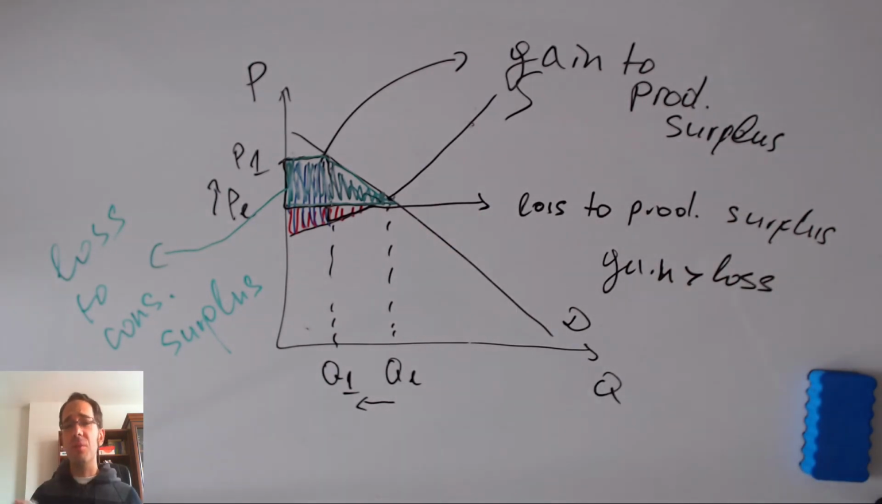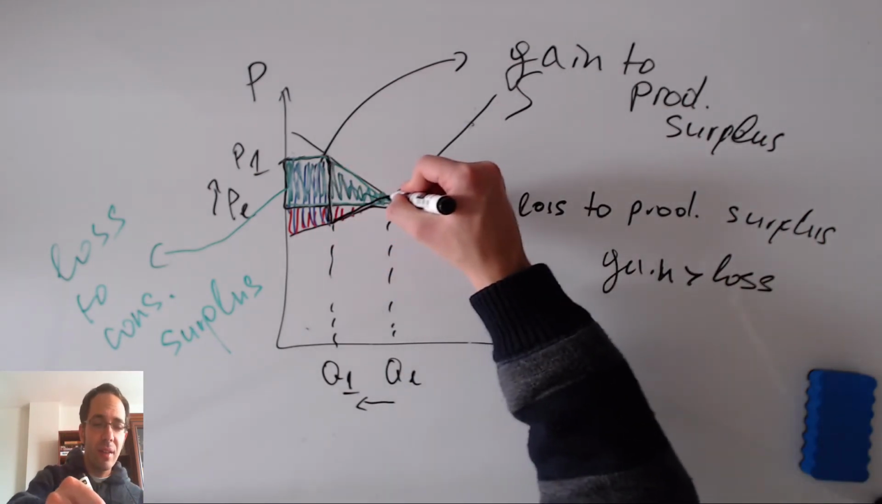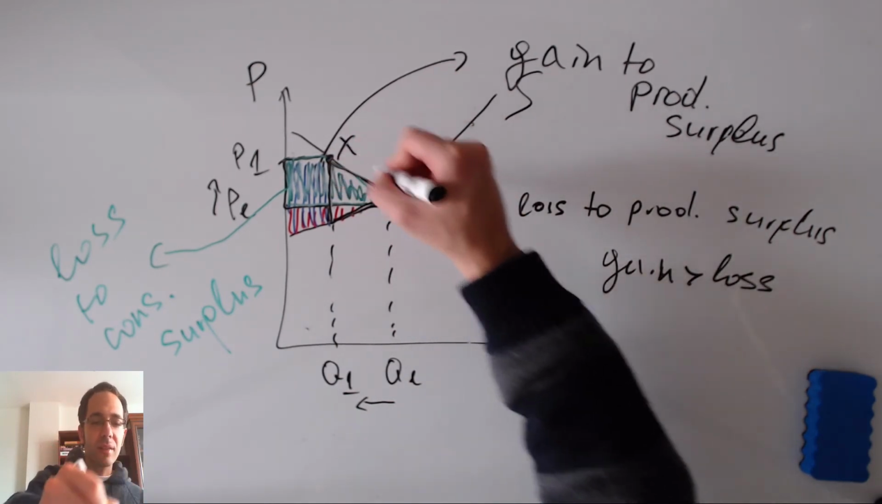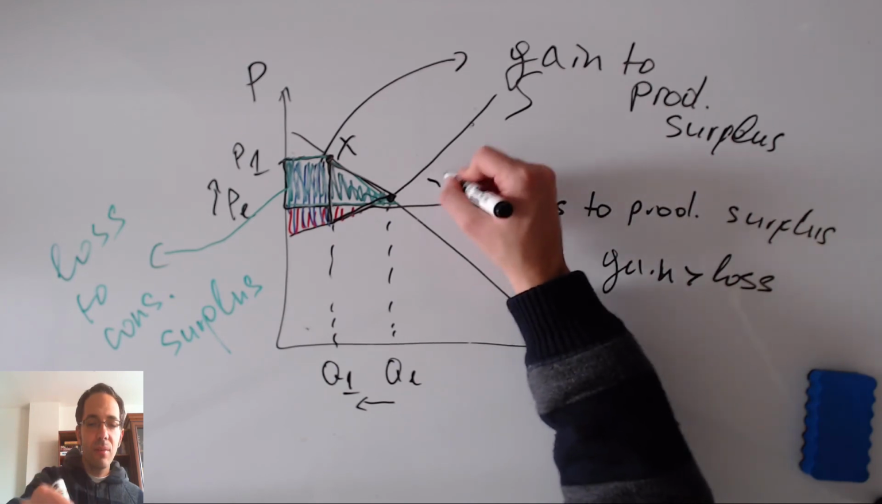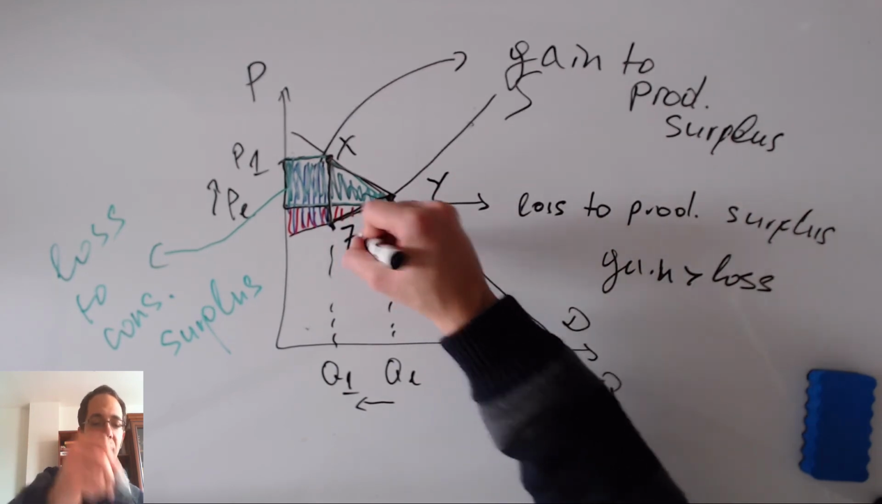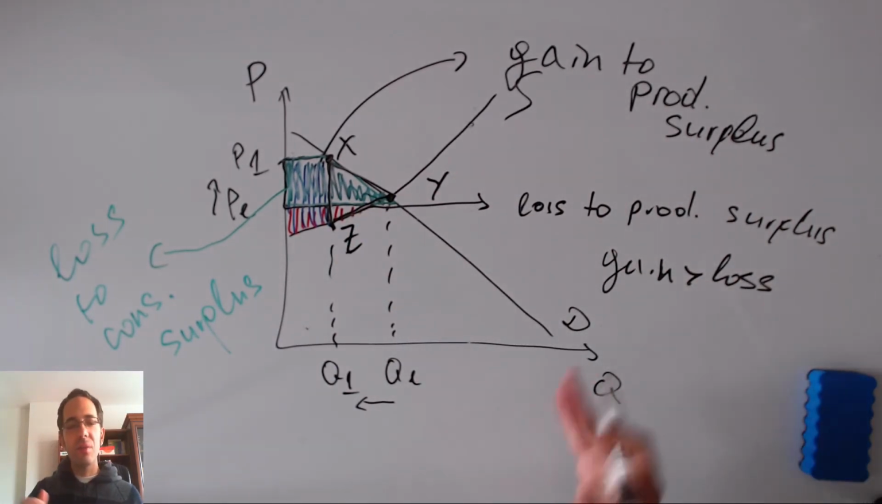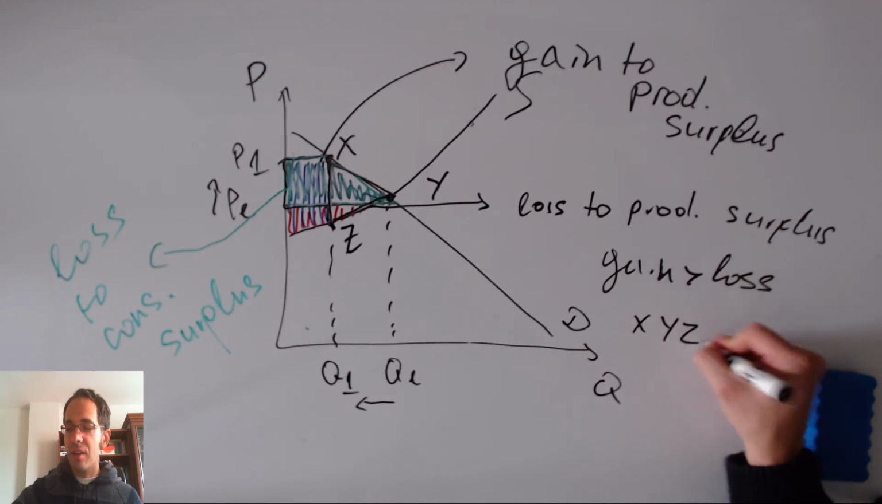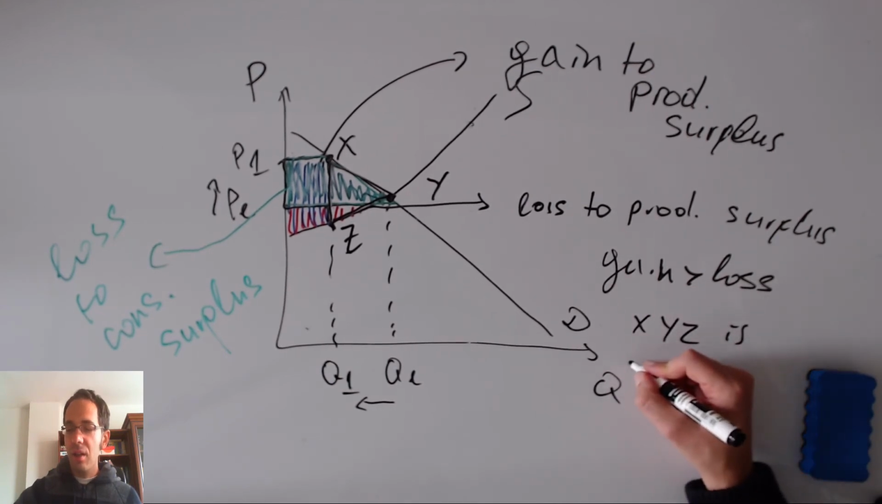We know that social welfare is maximized at equilibrium. Because we're not in equilibrium, we have a high price, we actually have a, I'm going to put some coordinates, X, Y, and Z. Also, guys, when you're doing this, if you don't have colors, just use points to illustrate which areas you're talking about. It's nice and easy. You can say that X, Y, Z is the welfare loss.